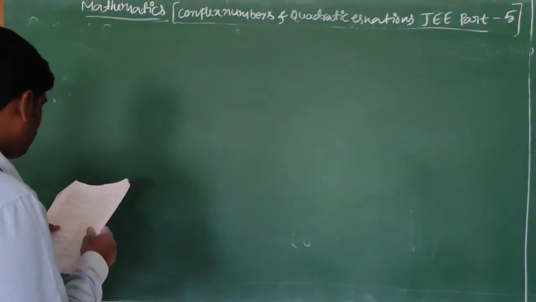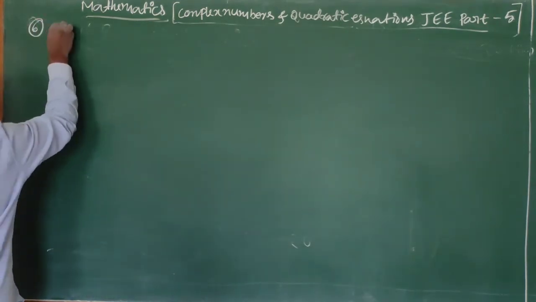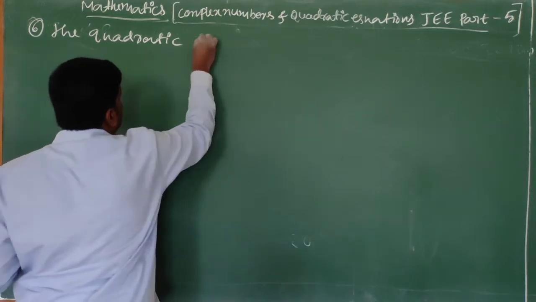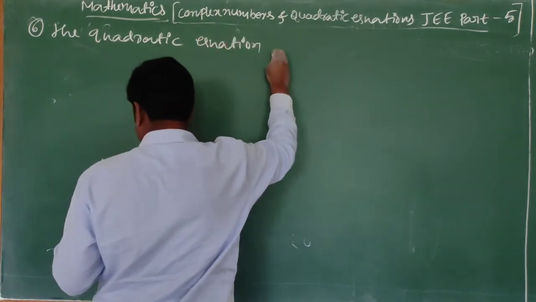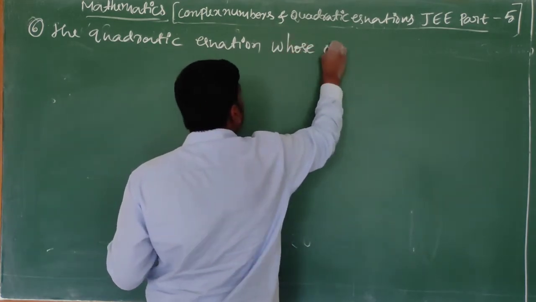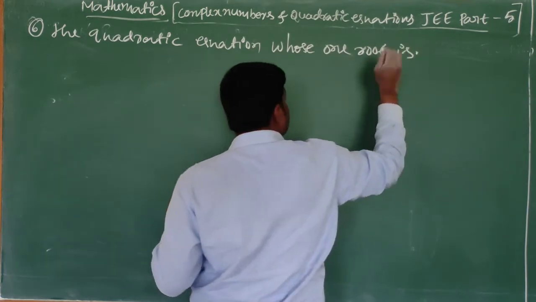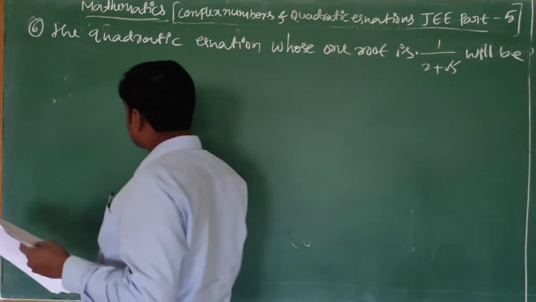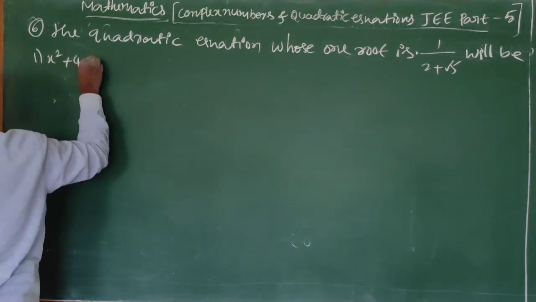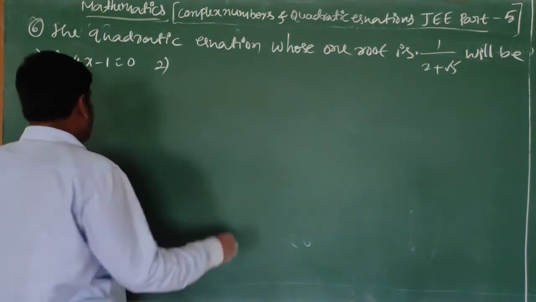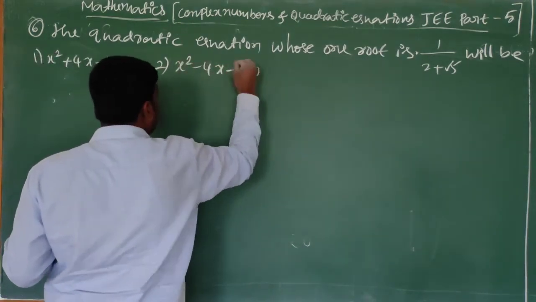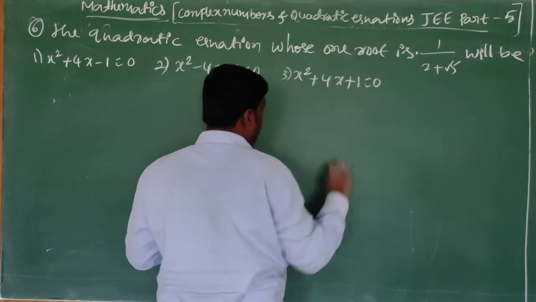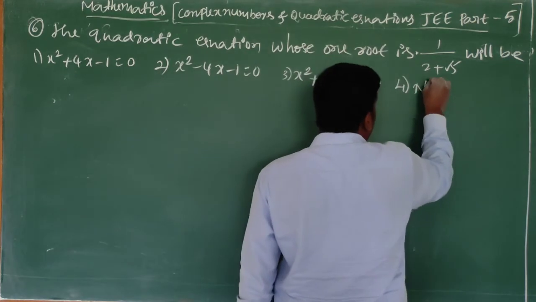The quadratic equation whose one root is 1 divided by 2 plus root 5 will be: first option, x square plus 4x minus 1 is equal to 0; second option, x square minus 4x minus 1 is equal to 0; third option, x square plus 4x plus 1 is equal to 0; fourth option, none of these.